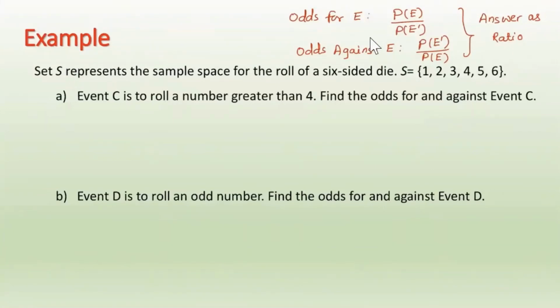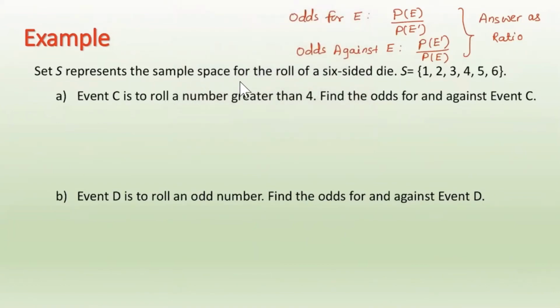We are still working on odds in favor and odds against any event E. If you're calculating the odds for event E, that will be probability of E divided by probability of not E. And the odds against any event E will be the reciprocal of that, so probability of not E divided by probability of E. We always write the answer as a ratio. Here we have 2 examples based on that. Let's read each of these examples and solve them.